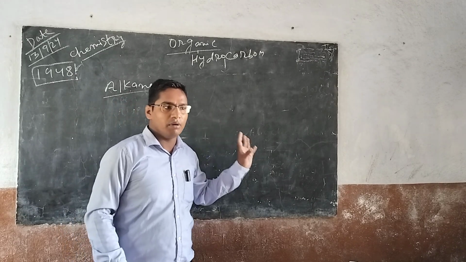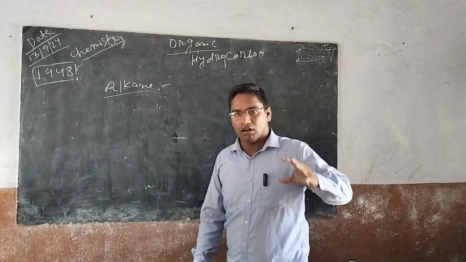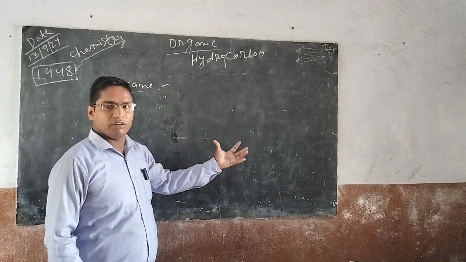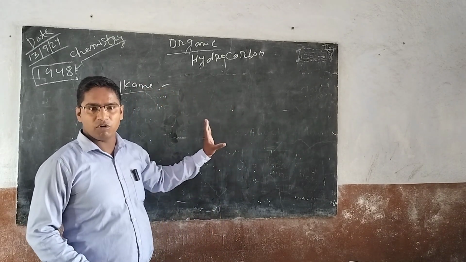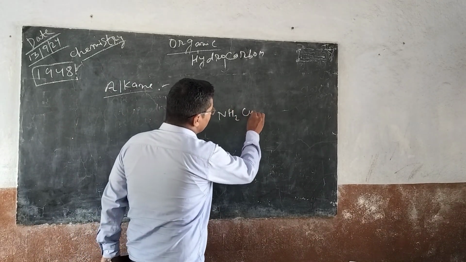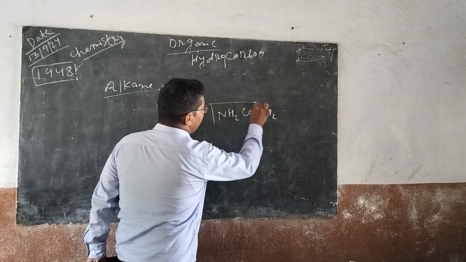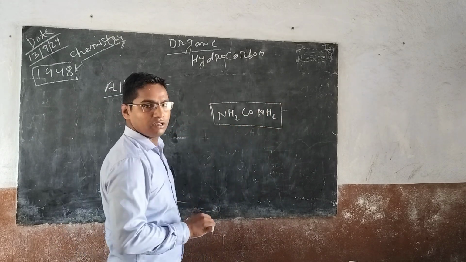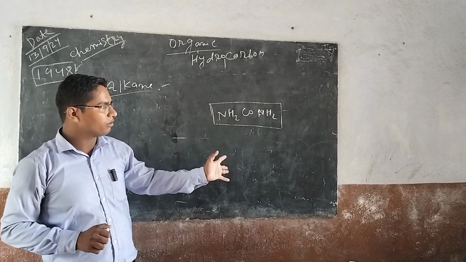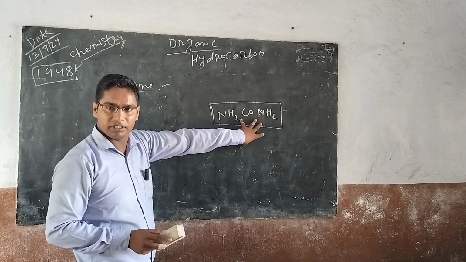The first compound prepared in the laboratory is urea. When ammonium thiocyanate is heated in the laboratory, it forms urea, NH2 CO NH2. This is the first organic compound made in the laboratory. After that, a lot of compounds were made in the laboratory by other processes.